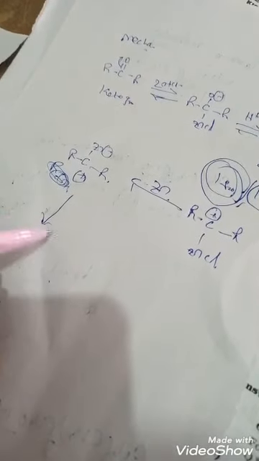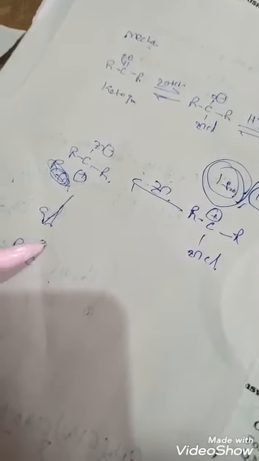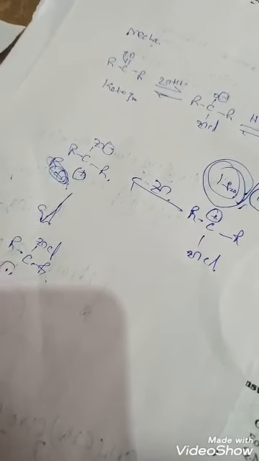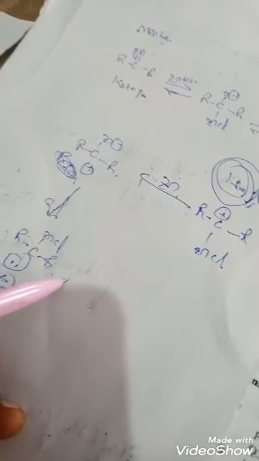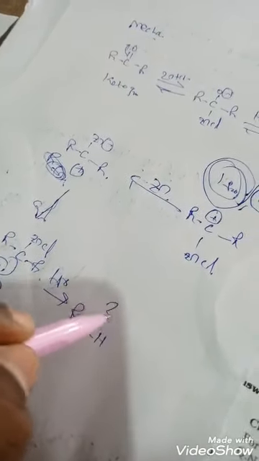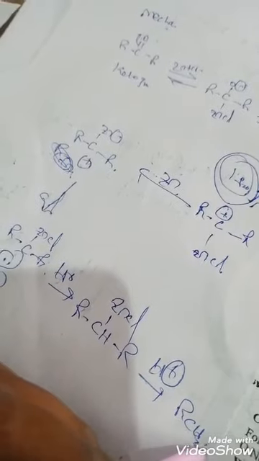Next, Cl, we can take Cl. So what happens? R, C, Zn and Cl are double bonded. Okay, this is a lone pair with negative charge. So what happens in the presence of H plus? R, C, H, Zn and Cl R. Okay, in this we can take H plus. So R, C, H2 R, and Zn-Cl is outside.